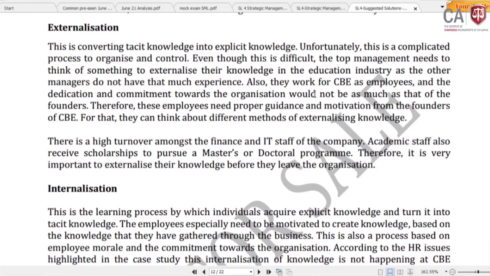There is a high turnover among the finance and IT staff of the company. Academic staff also receive scholarships to pursue a master's or doctoral program. Therefore, it is very important to externalize their knowledge before they leave the organization. Yes, right.